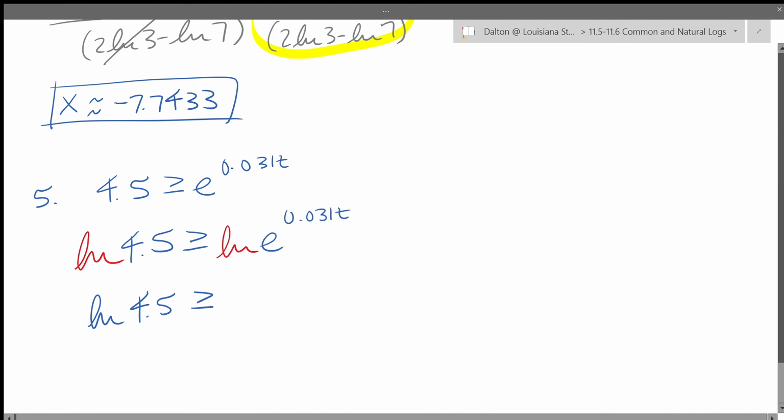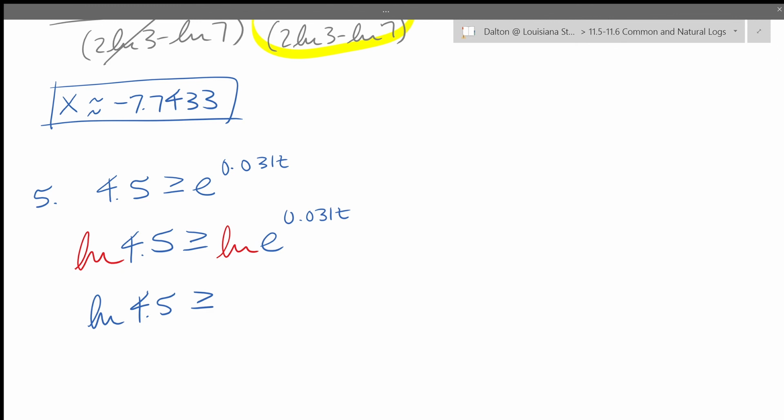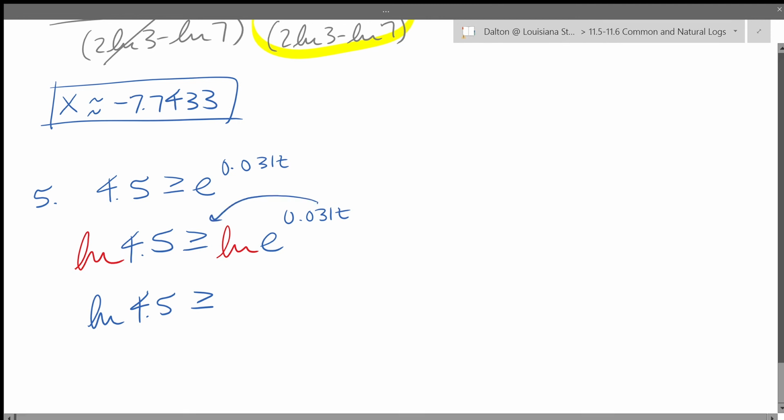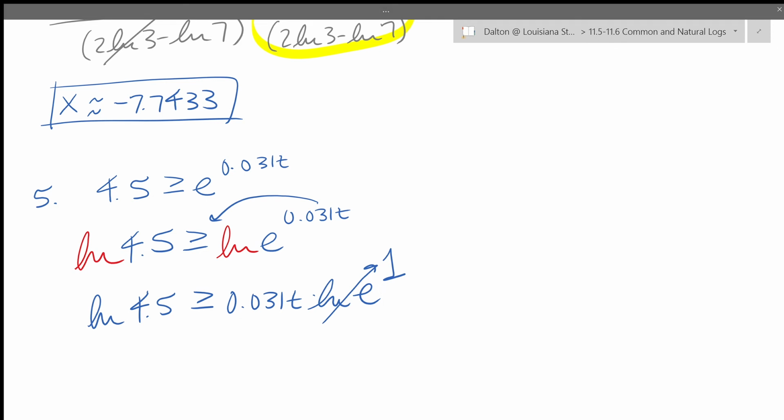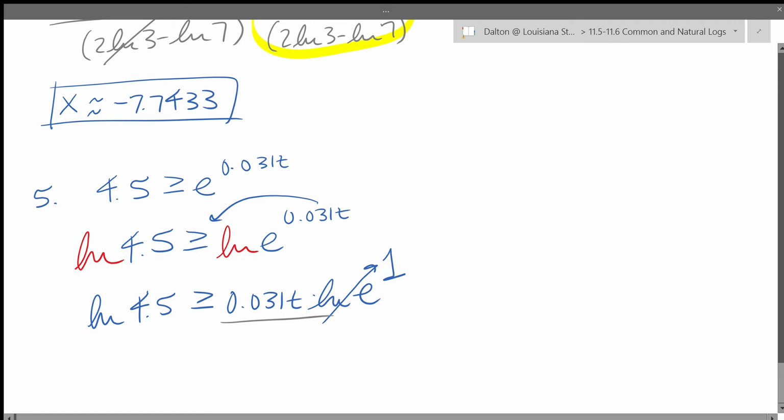And then on the right side, again, I can apply that rule, right? My exponent's going to come down out front. So then 0.031t times the natural log of e. So here's the beauty of using natural log with e. Earlier, we said the natural log of e is equal to 1. So then that term just straight up cancels. There's not much left to do. If I want to isolate t, I can just divide both sides by 0.031.